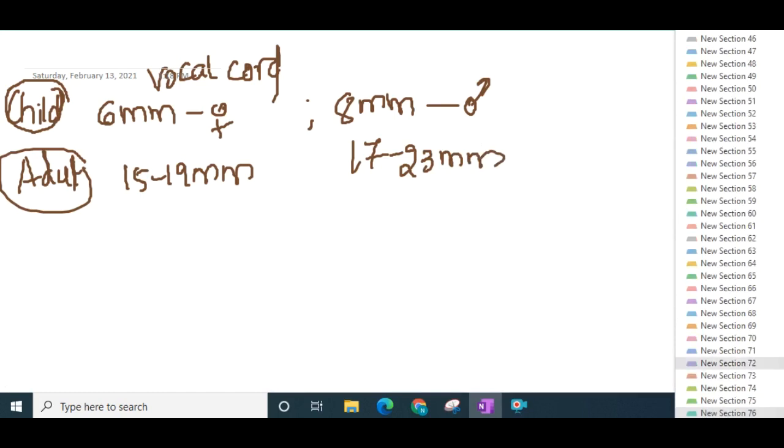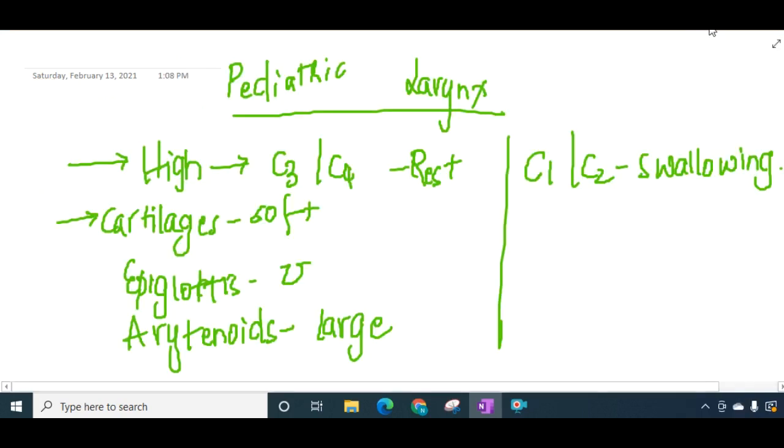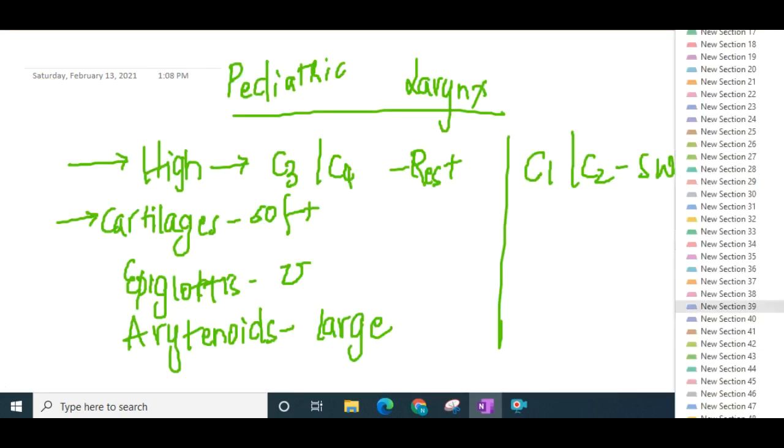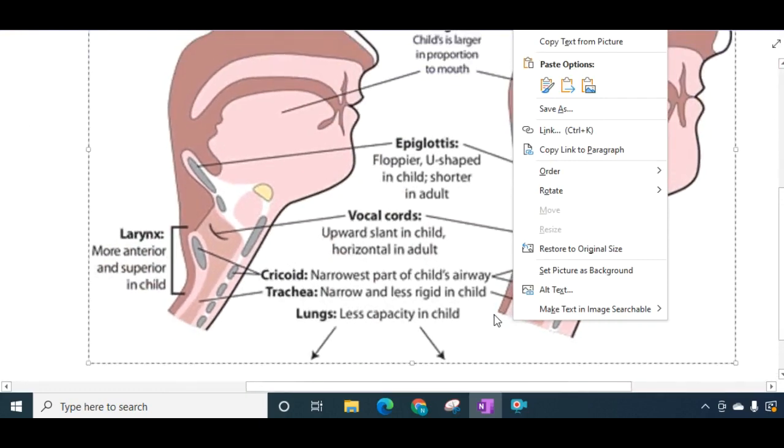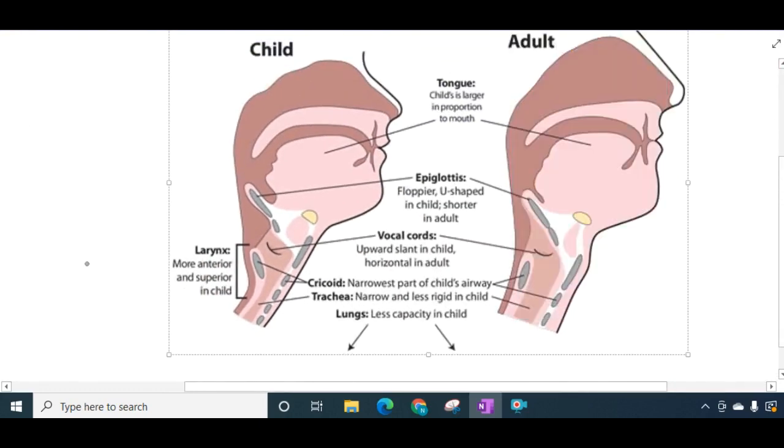I will just show you one diagram so that it becomes easier. Right, so this is the diagram. Here, the child's tongue is larger in proportion than the tongue of the adult. The epiglottis in a child is U-shaped and soft.